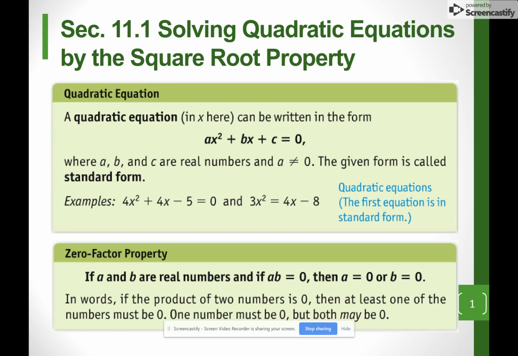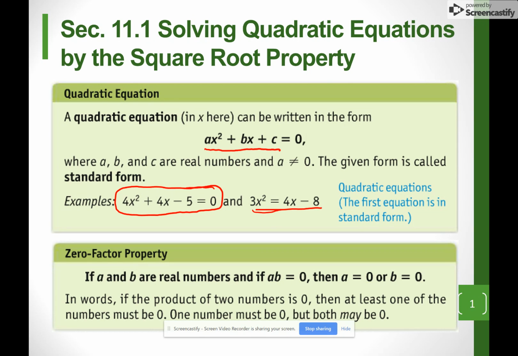In 11.1, we're going to solve quadratic equations. A quadratic equation, we're going to write in the form ax squared plus bx plus c, and we're going to let it equal 0, where a, b, and c are any numbers. As an example, 4x squared plus 4x minus 5 is equal to 0. That is in standard form.